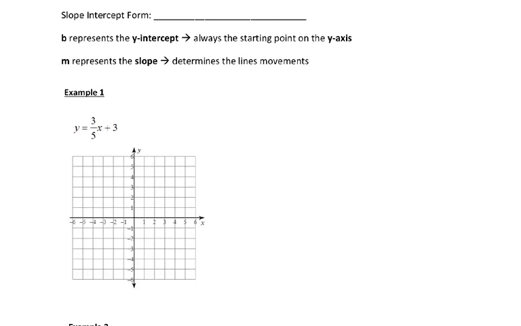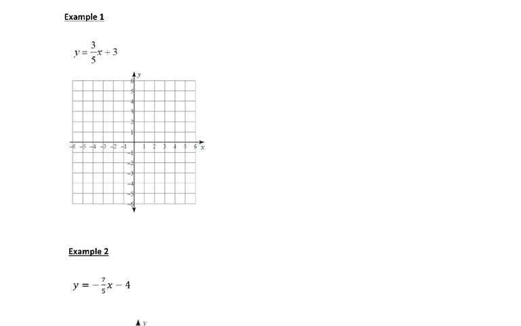Okay, so let's look at a couple examples. So remember again, slope-intercept form is y equals mx plus b. B represents the y-intercept. It's always the starting point on the y-axis. M represents the slope. It determines the line's movements. I'm going to show you exactly what you should write down so that you are organized and help yourself not make any errors while doing your slope.